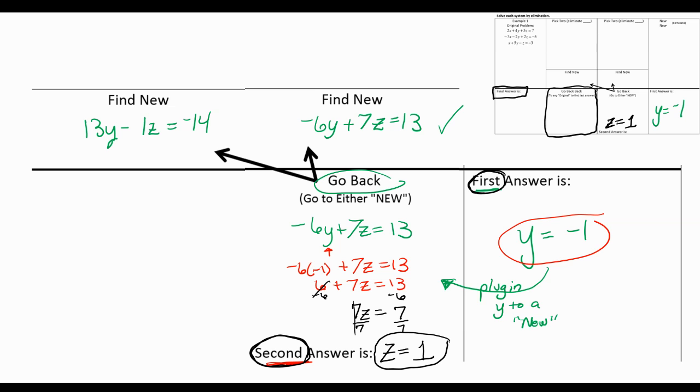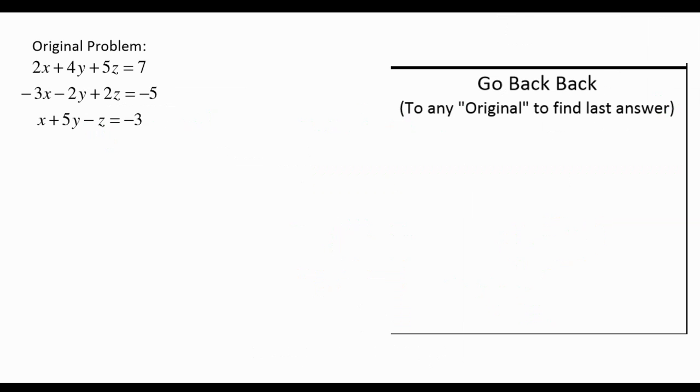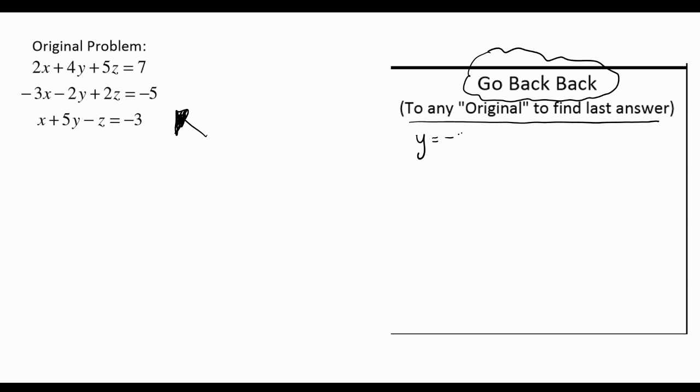So pick 2, find new, pick 2, find new, new, eliminate, go back. What does that mean? That's the next one. Go back. So you go back all the way to any one of those originals, to find the last answer. So remember, we already have that y is equal to -1. We have z is equal to +1. We're finding now the x, and then we'll be done.